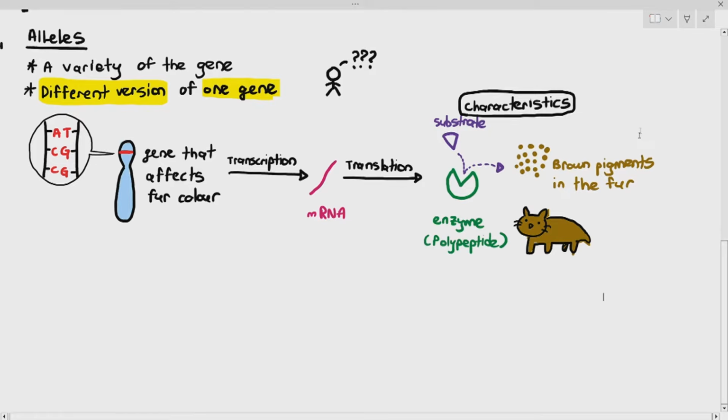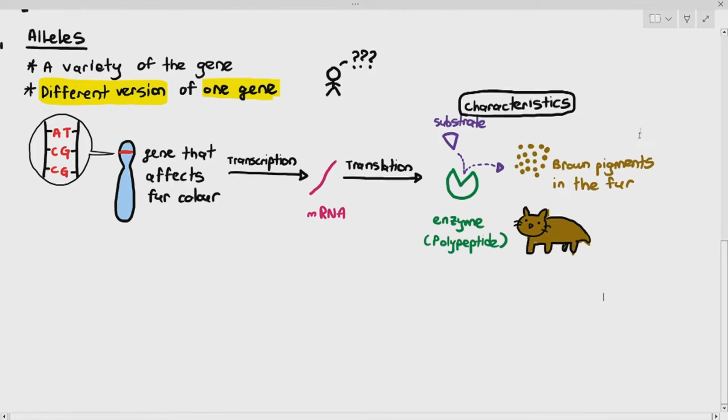And I used this one example here where the polypeptides produce some pigments in the fur of this cat, and the cat becomes like a brownish color. The point I'm just trying to make here is there is a relationship where the gene will code for a protein and the protein affects the characteristic of the organism.